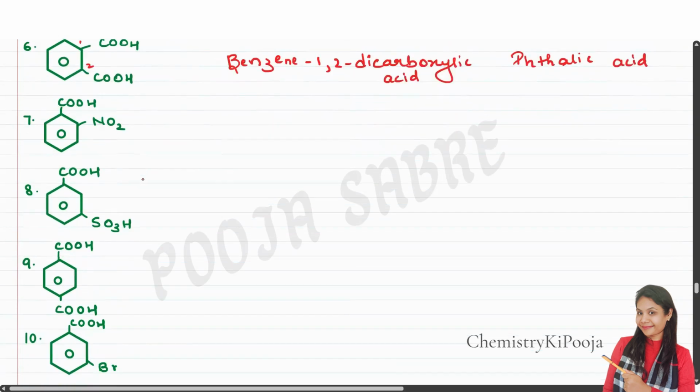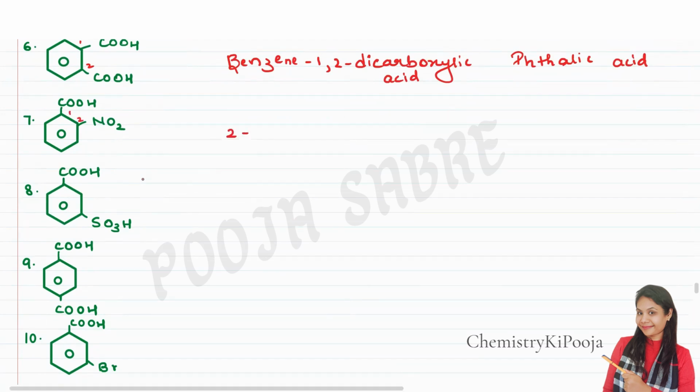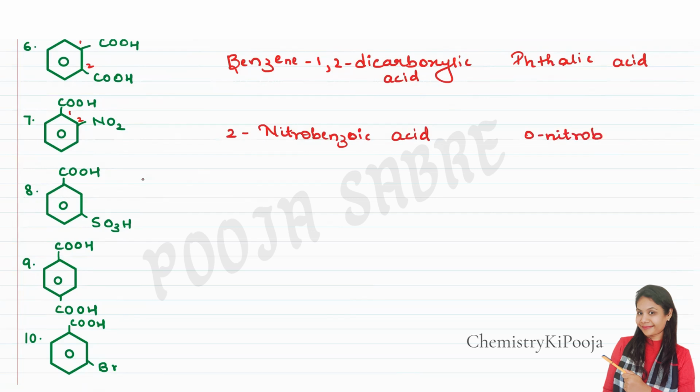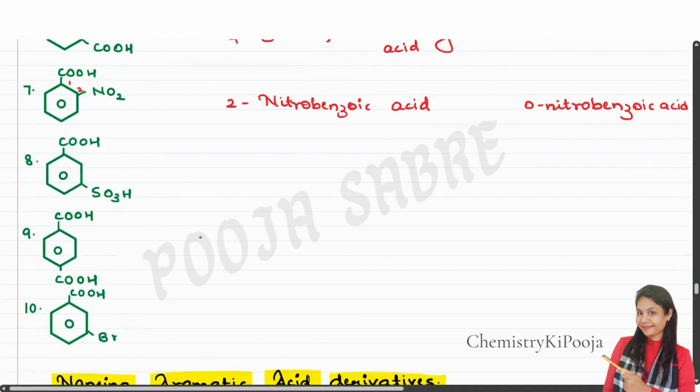Coming to the seventh question. Now the seventh one is again 1 and 2. So this will be 2-nitro benzoic acid. And then the common name will be ortho nitro benzoic acid. Okay. So this is how you are going to write down the naming.